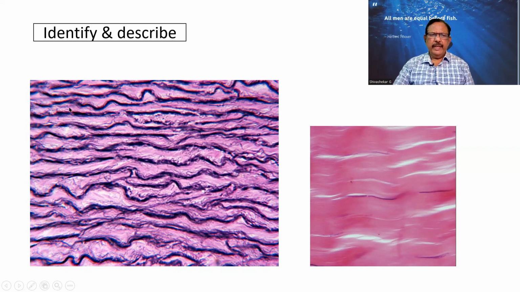But then there is something, the black one, still more wavy. This is the elastic tissue. So in some, we will be able to see the elastin and collagen together. Both are connective tissues.